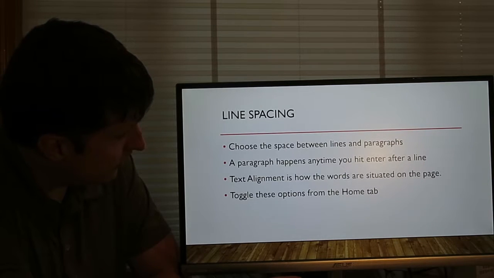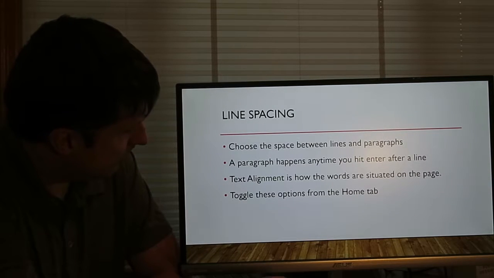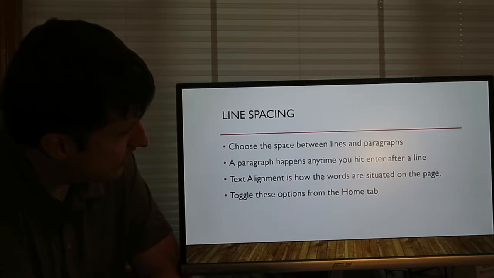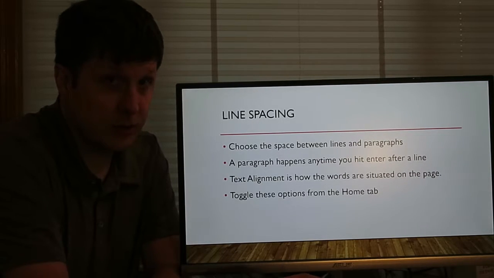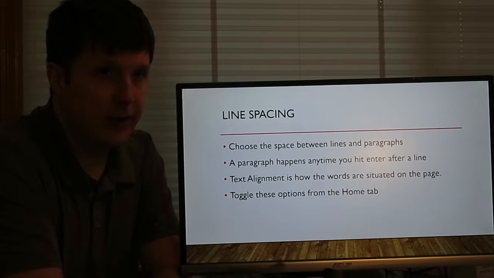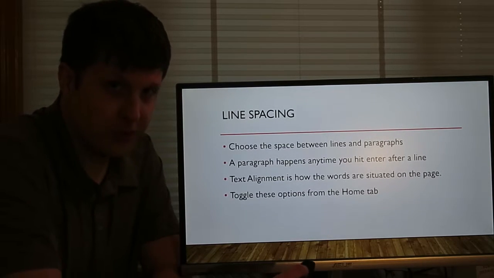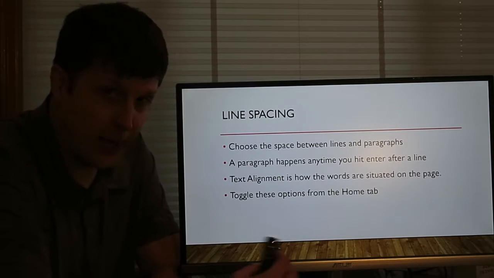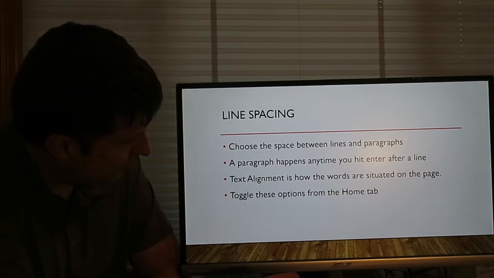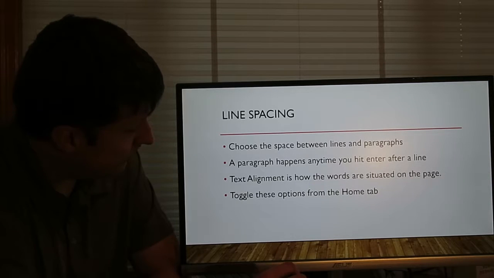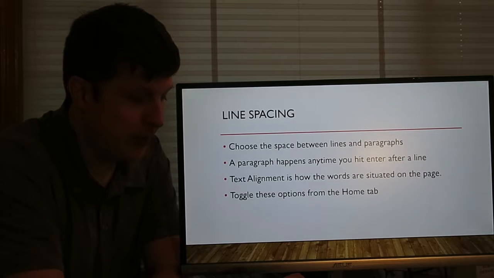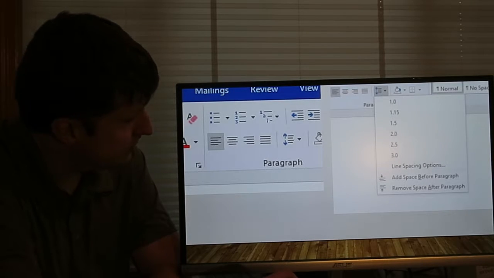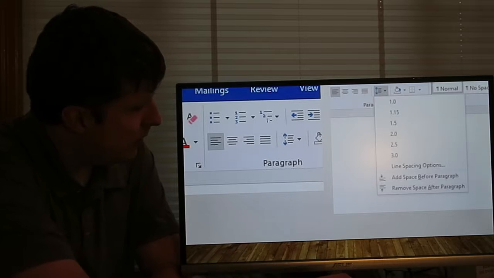Text alignment is how the words are situated on the page, left or right. A paragraph happens anytime you hit the Enter key after a line. So if you just type in one line and hit Enter, Microsoft Word 2016 considers that a new paragraph, and the rules that are applied to it will happen. Toggle these options from the Home tab. Everything we're talking about here with line spacing and alignment, you can do all from the Home tab.